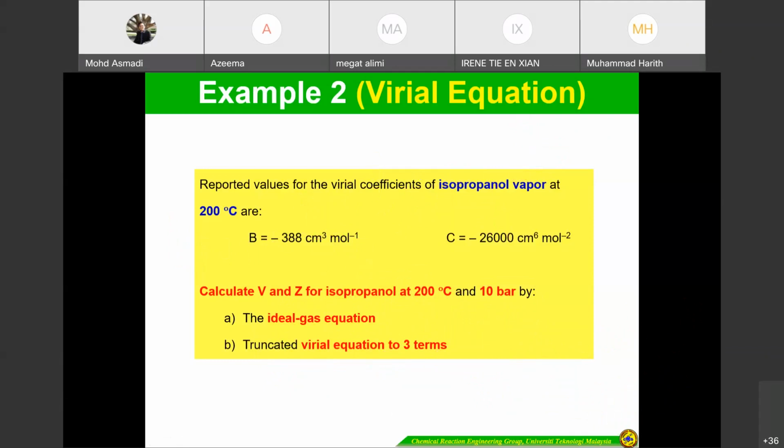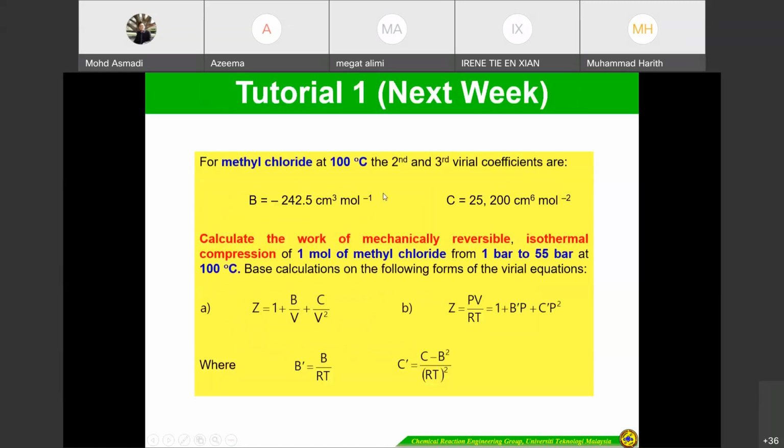Okay, semua faham macam mana buat iteration? Okay. Rasa okay kot. Okay, awak buat lah. Ni tutorials next week. Tutorial ni saya rasa sama je. Nanti awak buat. Saya mungkin letakkan dalam ni kot, dalam assignment.